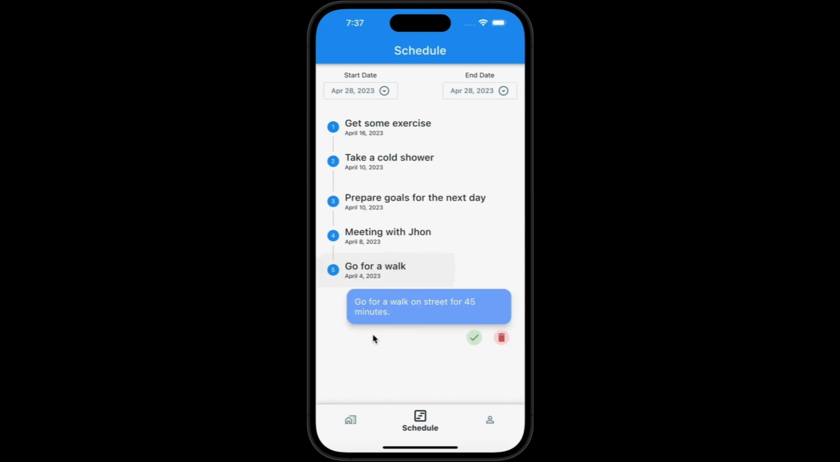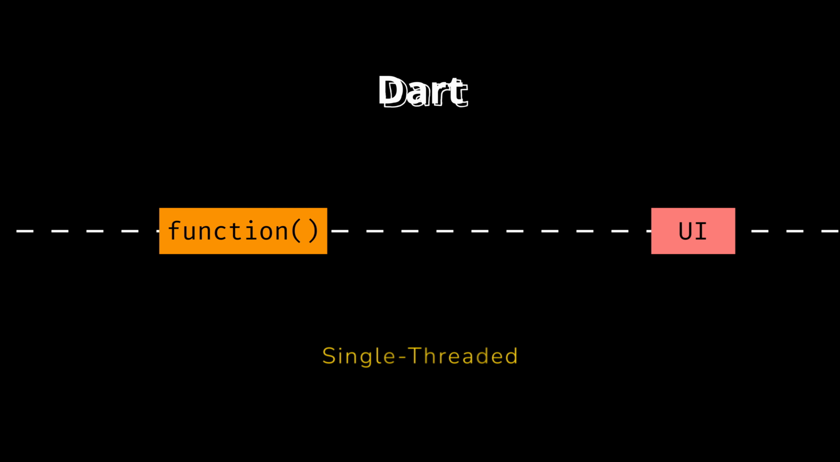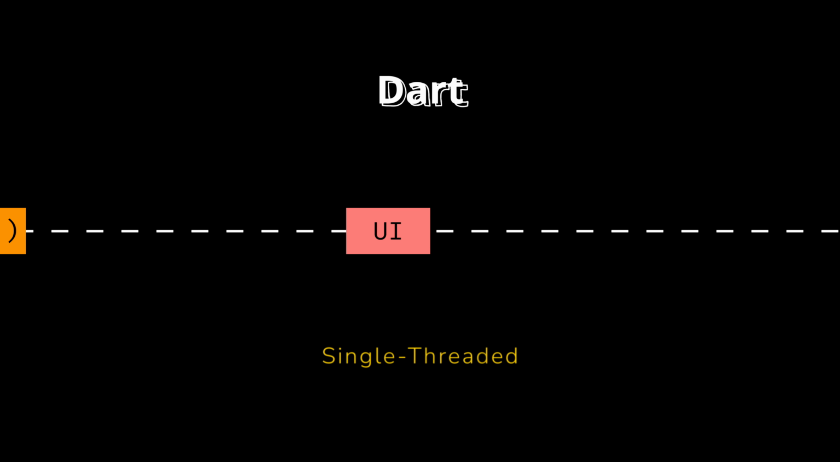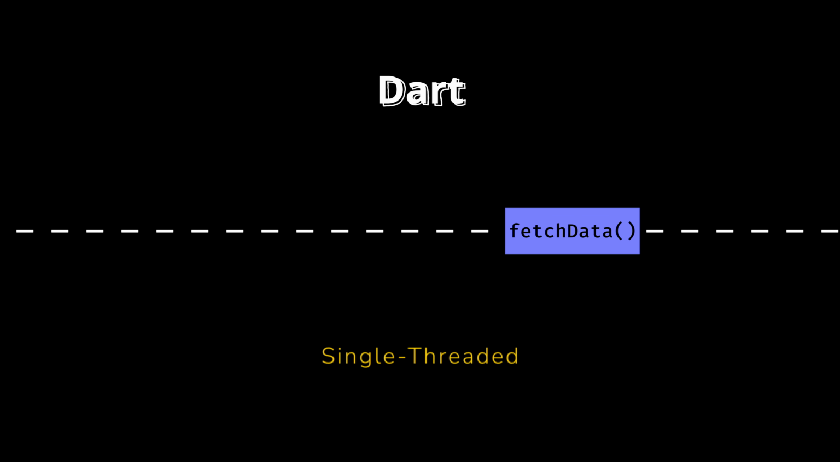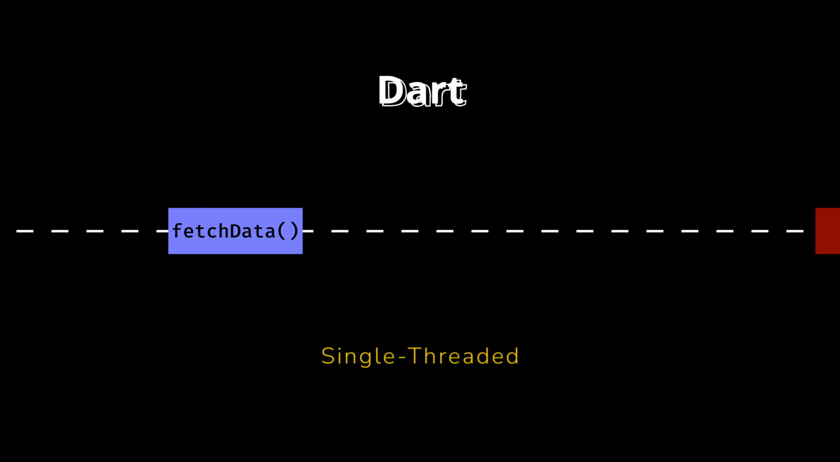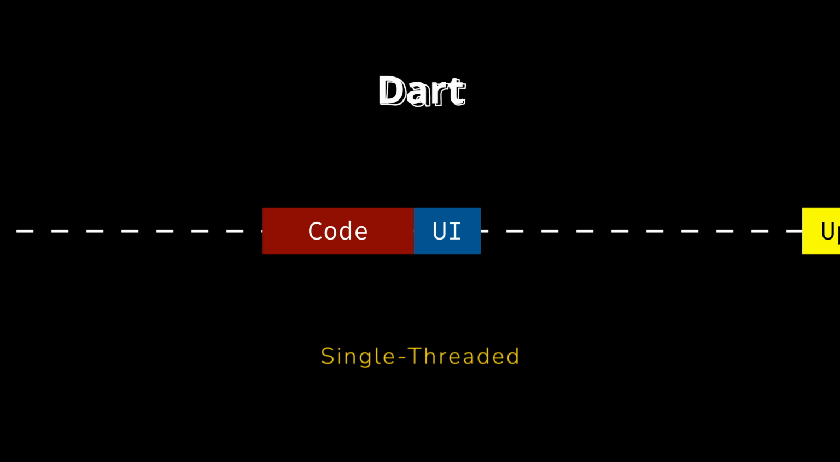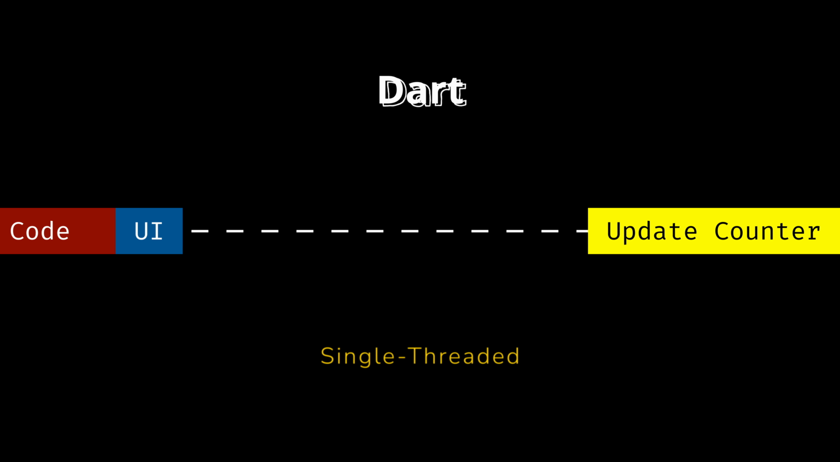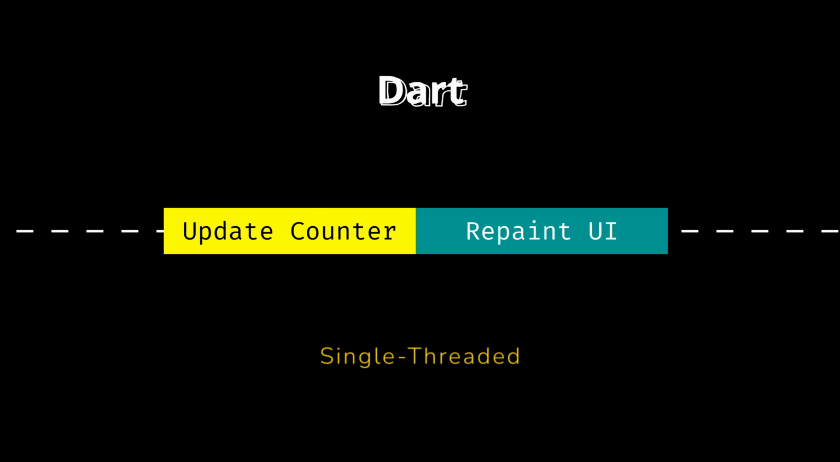Let's dive in. To fix the freeze, we have to understand the trap. Dart, the language that powers Flutter, is single-threaded. That means it executes one operation at a time on what we call the main UI thread. This thread has two main jobs: executing your code and painting the UI. It runs on an event loop. If you give it a small task, like updating a counter or animating a button, it does it instantly and goes right back to painting the next frame.